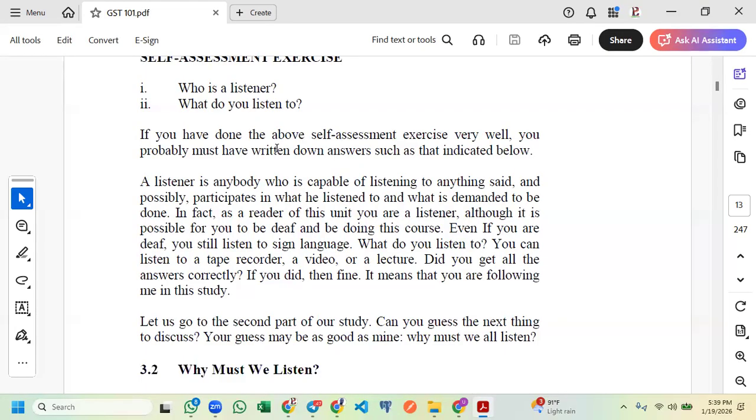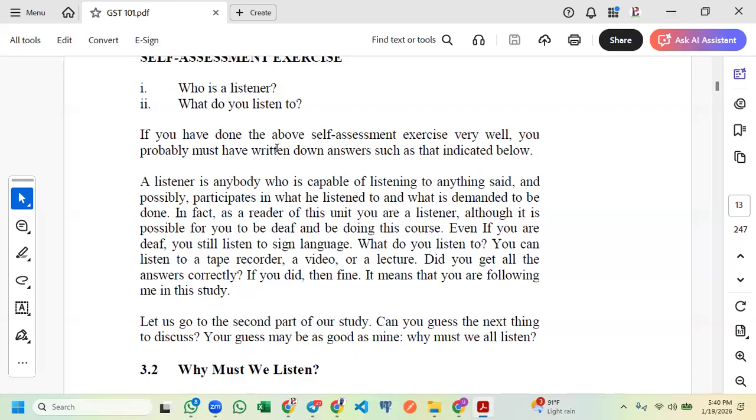So who is a listener? Obviously, everybody is a listener in one way or the other. So long as you are a human, you have ears, you need to listen. So who is a listener now? A listener is anybody who is capable of listening to anything said and possibly participate in what he listened to and what is demanded to be done.